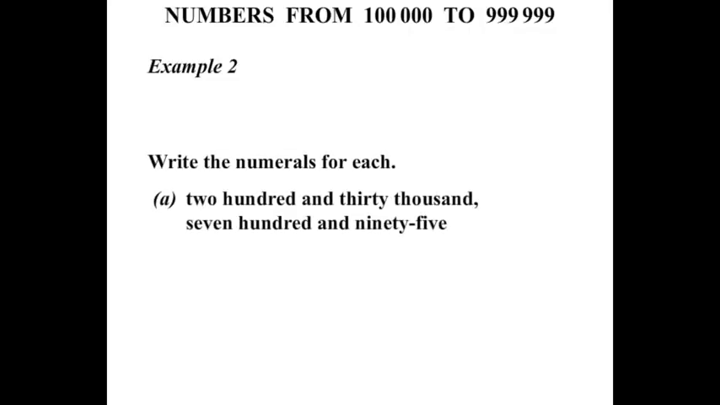Example 2. We need to write the numerals for each. Okay, and the first one, 230,795. Well, let's look at this. There are 6 digits there. Okay, but what we're going to do is break it up a little bit. 3 digits and 3 digits. Okay, there's a little bit of a gap there, and that's our thousands gap.